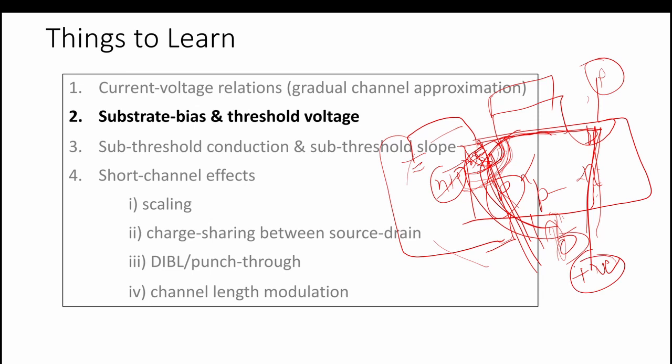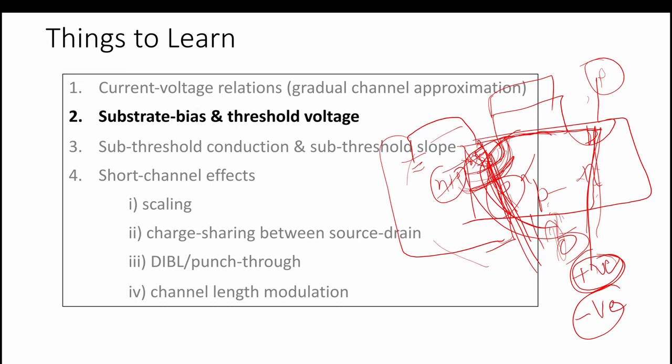So we do not apply a positive voltage at the p. If the substrate is p type, we can apply a negative voltage so that it can increase the depletion region. Okay, so it can reduce this current also.